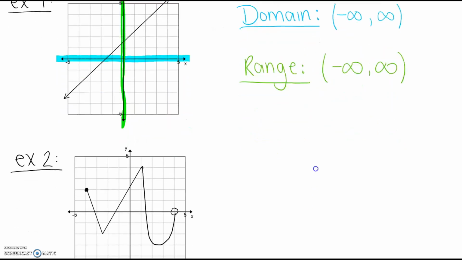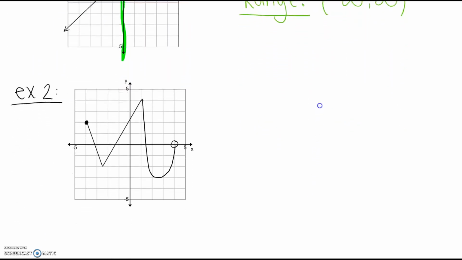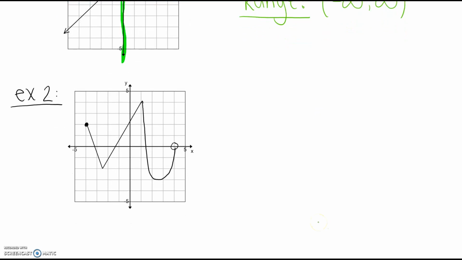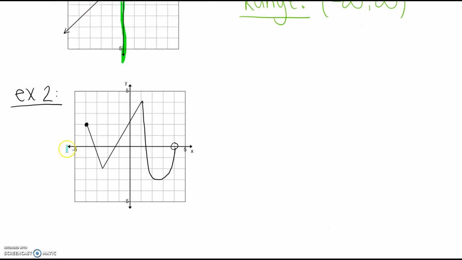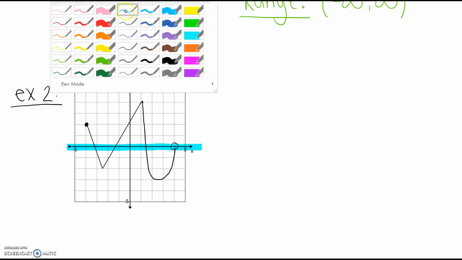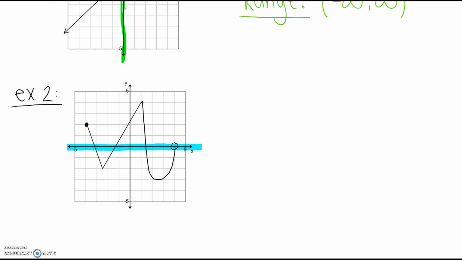All right, let's try a slightly harder problem. So example 2, we'll go back and start with the domain. Remember, domain are my x values. We want to start with the smallest value in the domain. So we're going to go left. Do we have x values? Our leftmost x value is at -4.